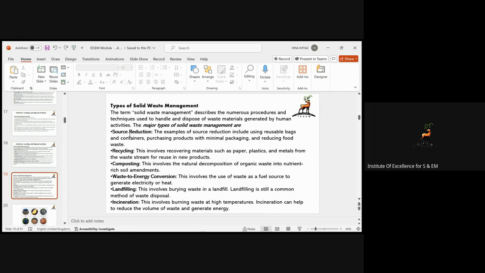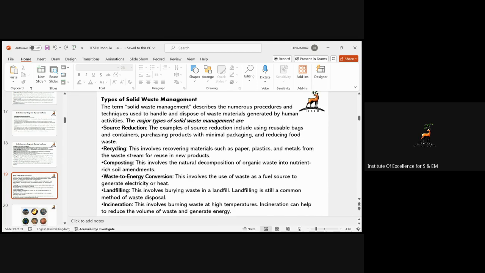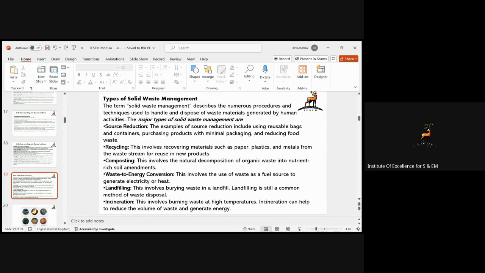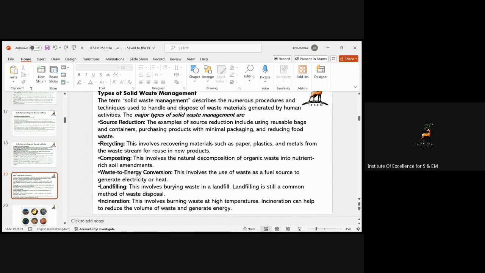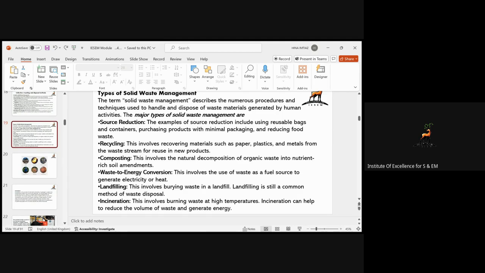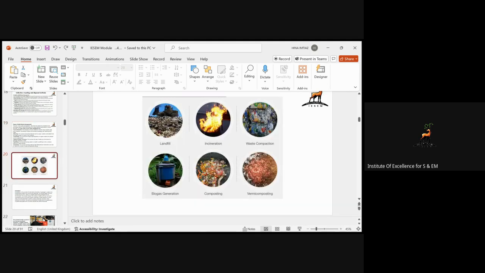I'm just going to tell you the names: we are going to reduce the source, we are going to recycle the products, and there is a method which is composting, and I will tell you in detail in the next slide, and the waste to energy conversion method. These two methods are going to be discussed in detail in the next slides. So these are basically six management strategies through which you can manage solid waste.